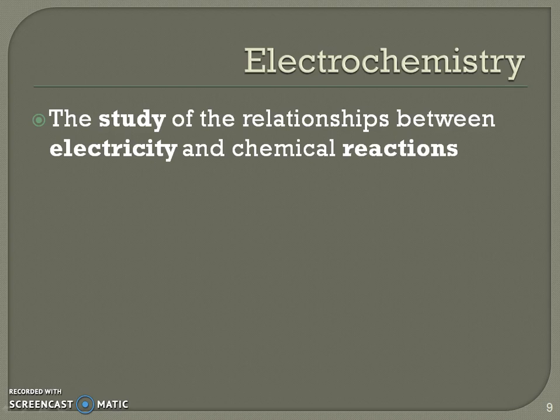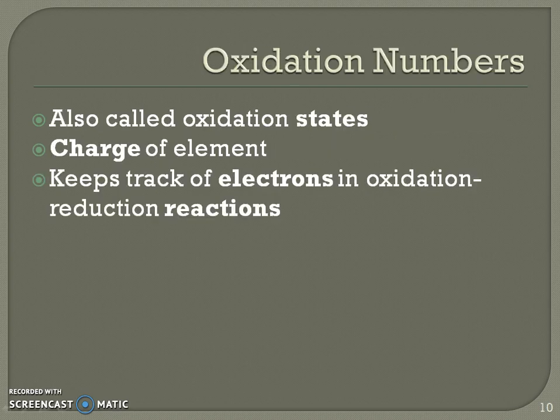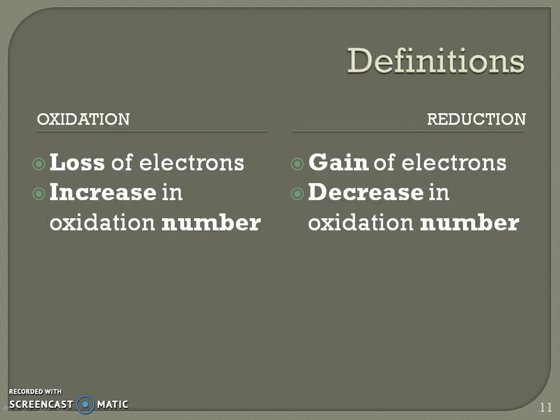Electrochemistry is just the study of the relationship between electricity and those chemical reactions that take place. So first you need to assign oxidation numbers to every single element. And remember, oxidation numbers are the same as the charge numbers. Why do we need to do this? Because we need to keep track of those electrons in our redox reaction.